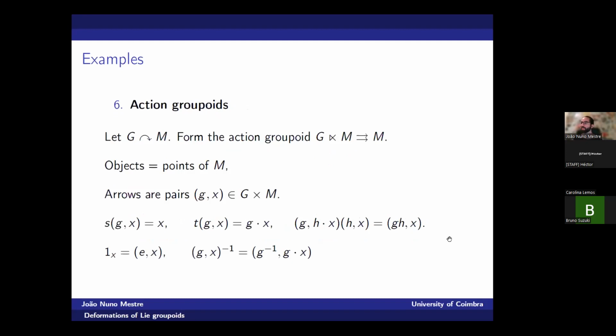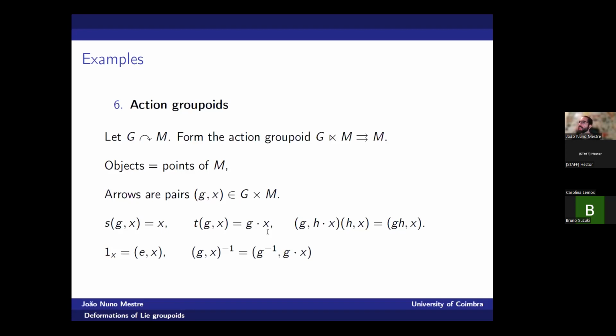Now, a little bit more intricate is the example of an action groupoid. So we can also encode actions of any Lie group acting smoothly on a differentiable manifold. We can form a groupoid for which the arrows are pairs of an element of the group and the point of the manifold. And that arrow would go from its source, which is just the point, to the target, which is the element of the group acting on the point.